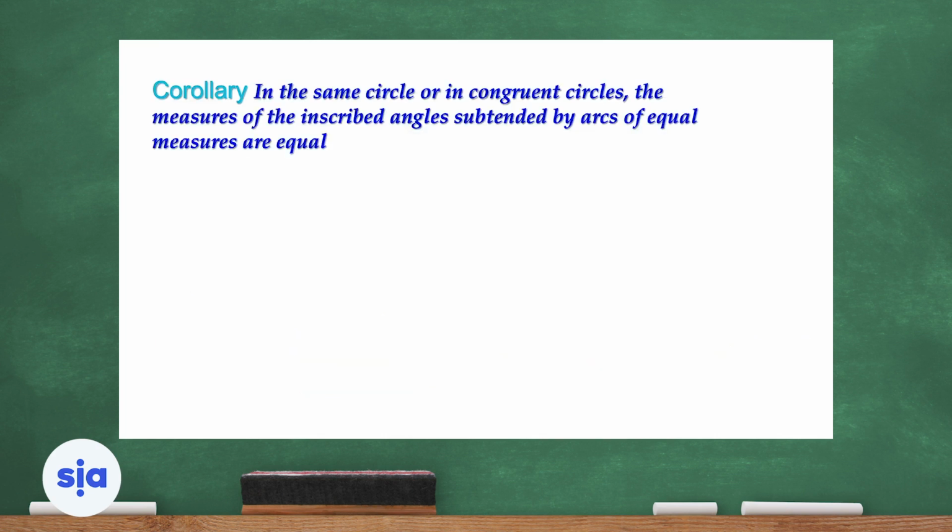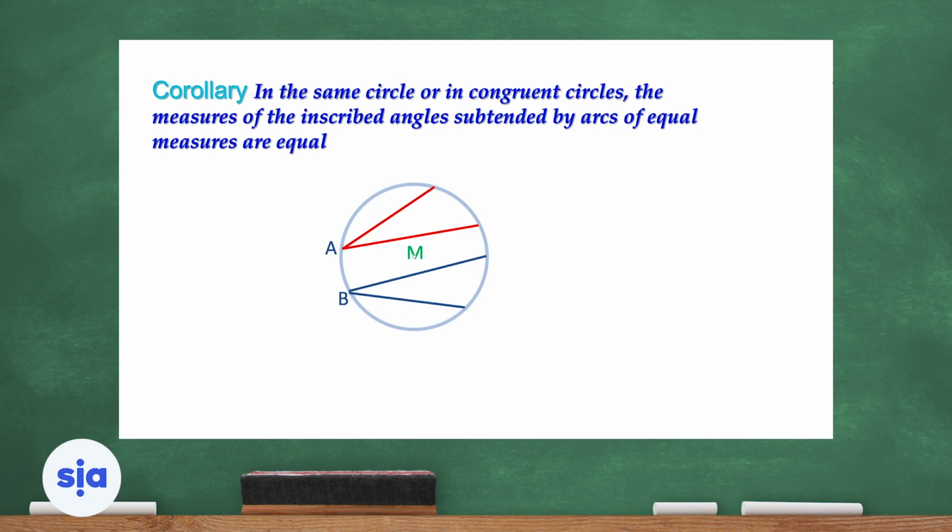Let's check our corollary. In the same circle or in congruent circles, the measures of the inscribed angles subtended by arcs of equal measures are also equal. As you can see here in these two circles, the measures of the inscribed angles subtended by arcs of equal measure are also equal.